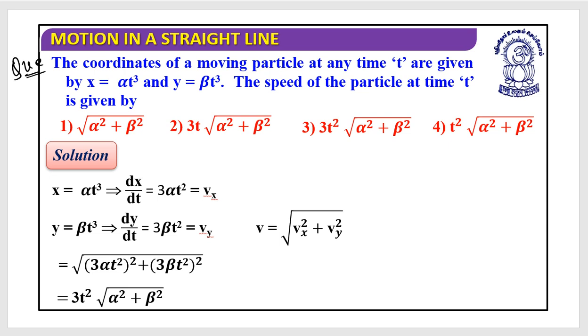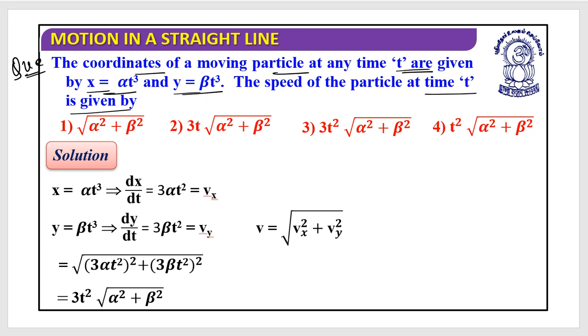Look at this, what the data has given. They said that the coordinates of a moving particle at any time t are given as x equals alpha t cube and y equals beta t cube. What you require is the speed of the particle at time t. It is moving in x as well as in y.